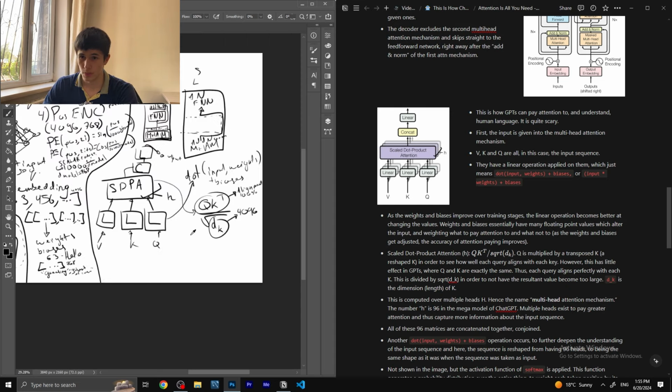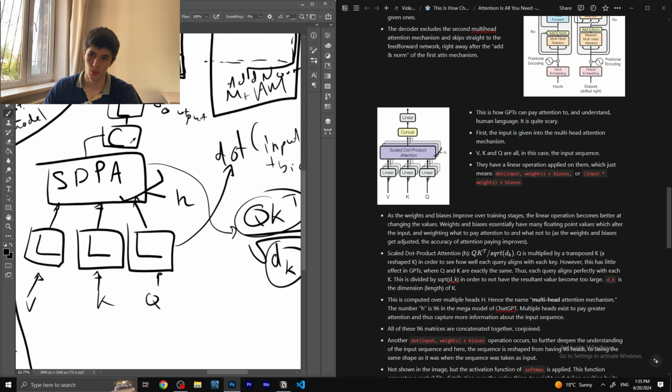Okay, now that we've covered multi-head attention, oh no, there's more. So essentially this is computed over multiple heads.